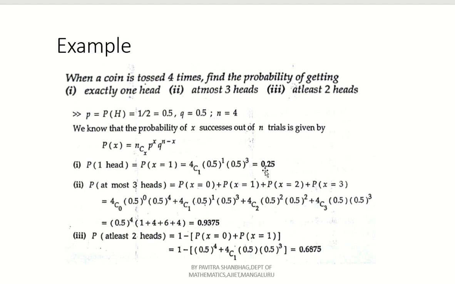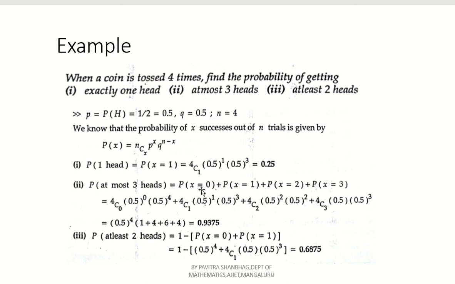Now what is given? At most 3 heads. At most 3 heads means what? Maximum limit is 3. Minimum limit is 0. That means P of x equal to 0 plus P of x equal to 1 plus P of x equal to 2 plus P of x equal to 3. Up to that we have to calculate. Because P of at most 3 heads means it may take 0 or it may take 1 or it may take 2 or it may take maximum limit 3.